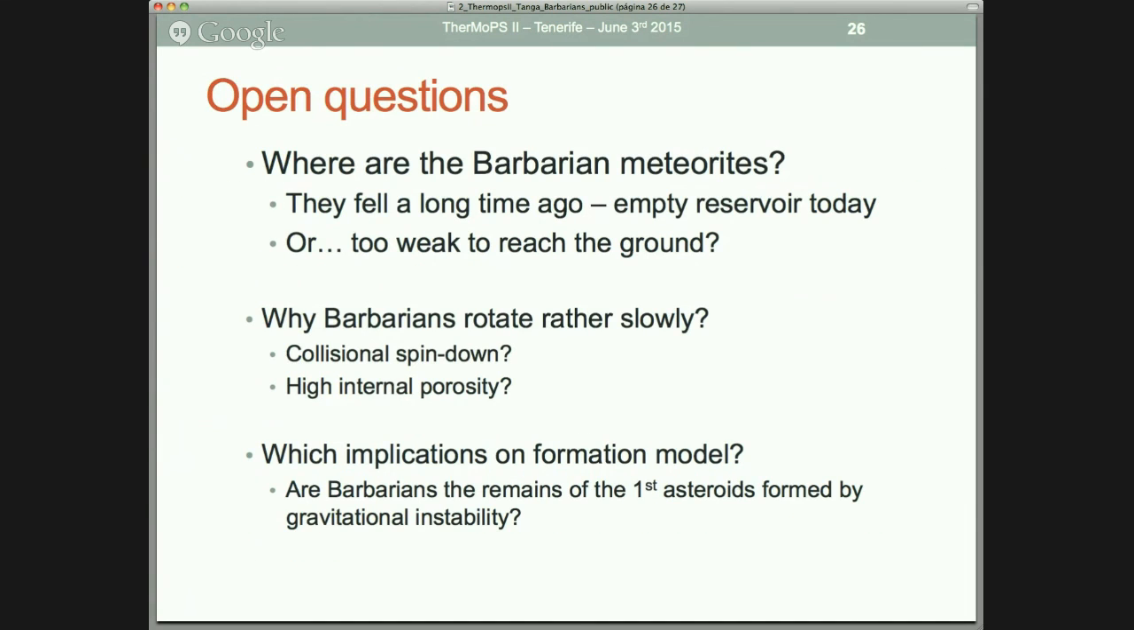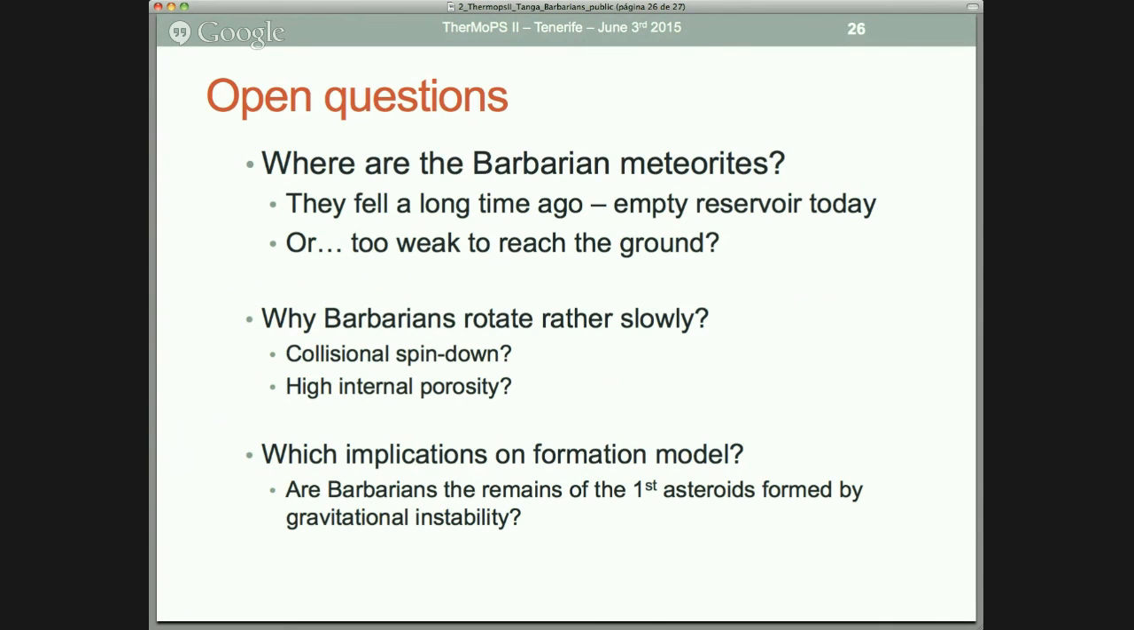Where are the barbarian meteorites? We don't have samples like that in the labs. So they all fell a long time ago, maybe. These objects are very old, and the reservoir is empty today, or maybe they are simply too weak as material to reach the ground.